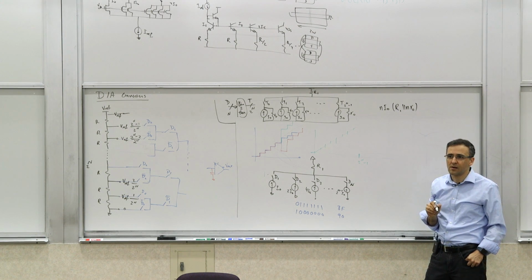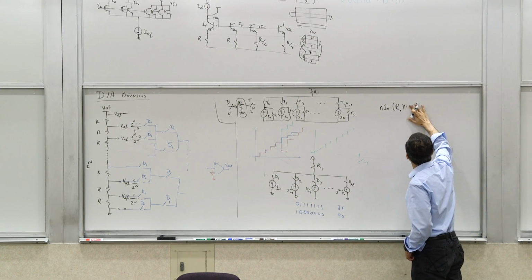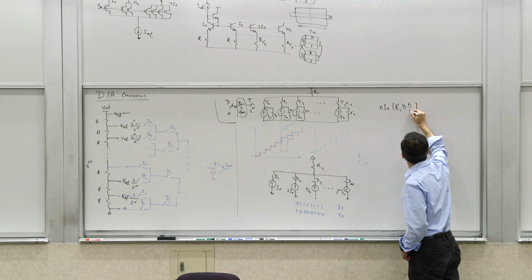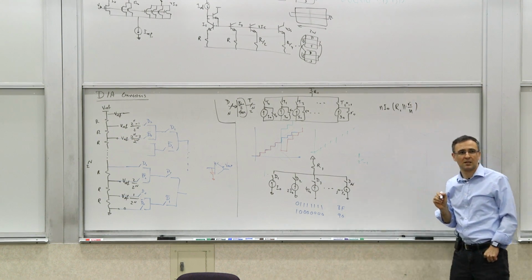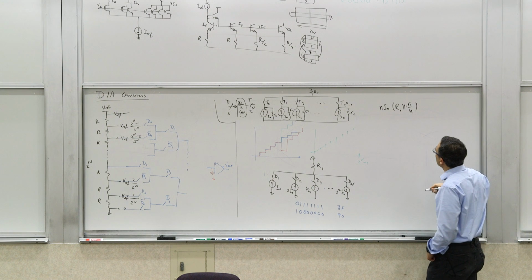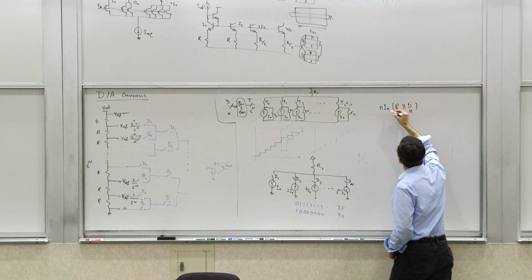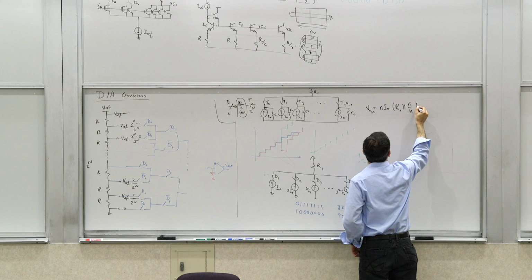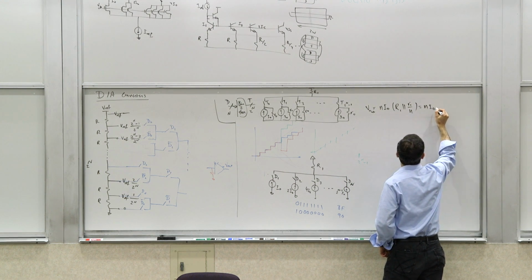Right? I'm sorry, R0 over N, not N R0, because they're in parallel. And so that's the parallel combination. You can actually write an expression for it. So this is V out, and then you can write it as N i0.